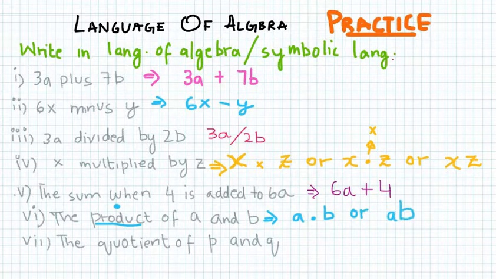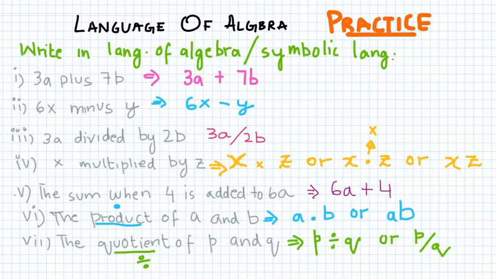The quotient of p and q, quotient means division, so you can write as p divided by q. So I hope you understand this lesson.